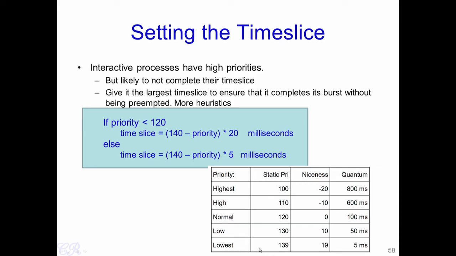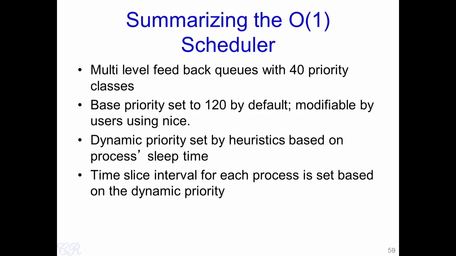On the other hand, a process with a static priority of 139, that is 120 plus a nice value of 19, is given the smallest time slice of 5 milliseconds. Thus, we see that based on the priority of the process, the corresponding time slice given to that process is fixed. So, summarizing the O(1) scheduler, it is a multi-level feedback queue with 40 priority classes.